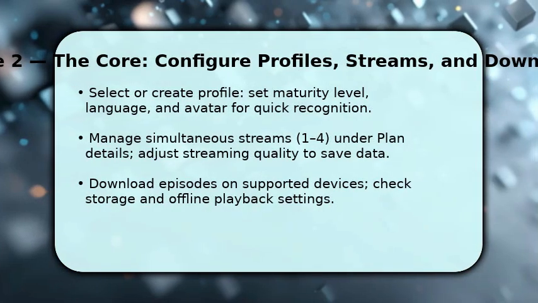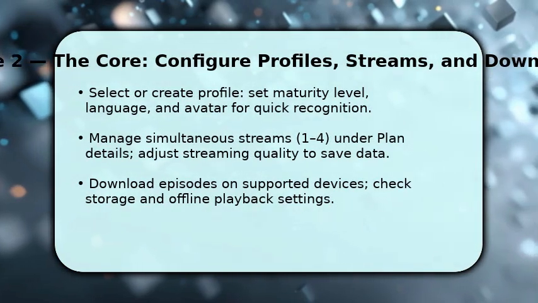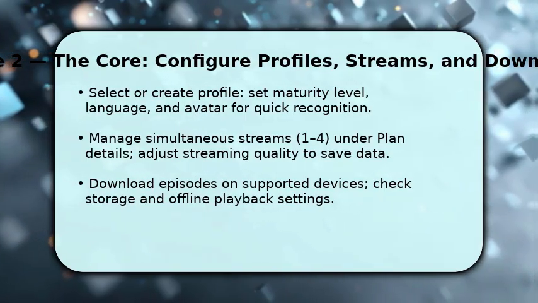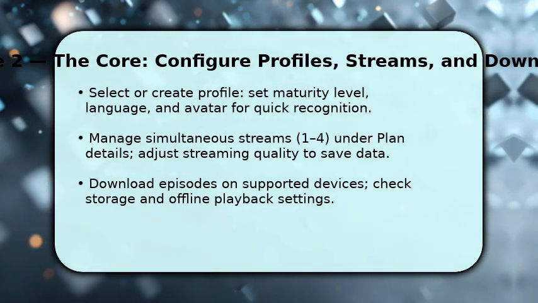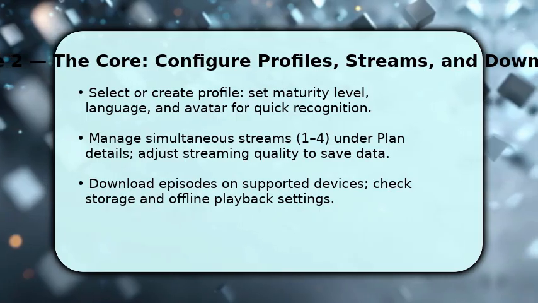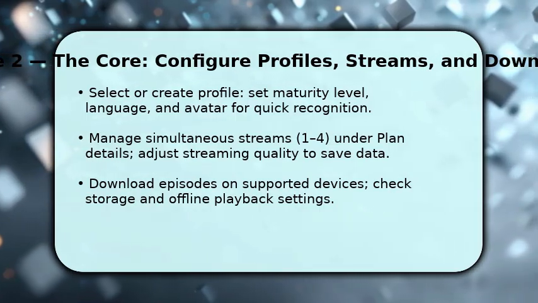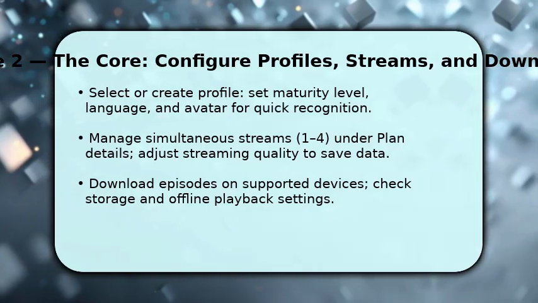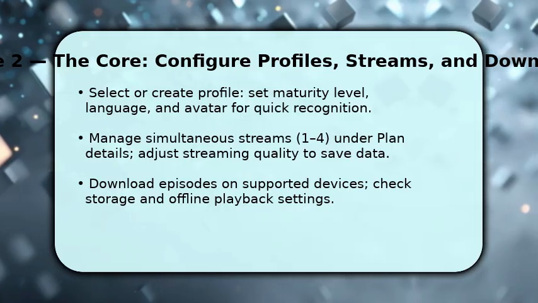You now configure the core settings that control your viewing. Choose or create a profile, set maturity restrictions, and pick language preferences so recommendations match. Next, check your plan details to confirm the number of simultaneous streams allowed, 1 to 4. Then set streaming quality to save mobile data or maximize picture clarity.